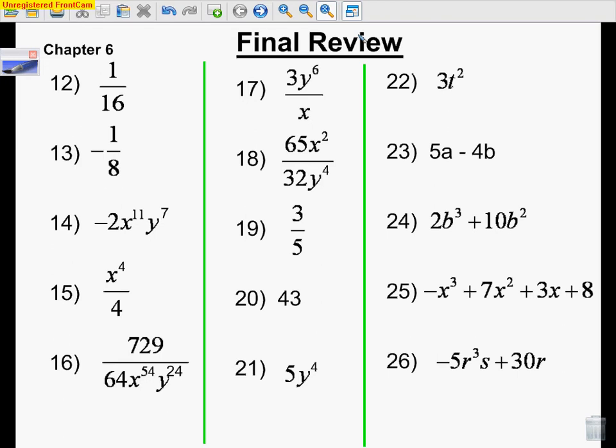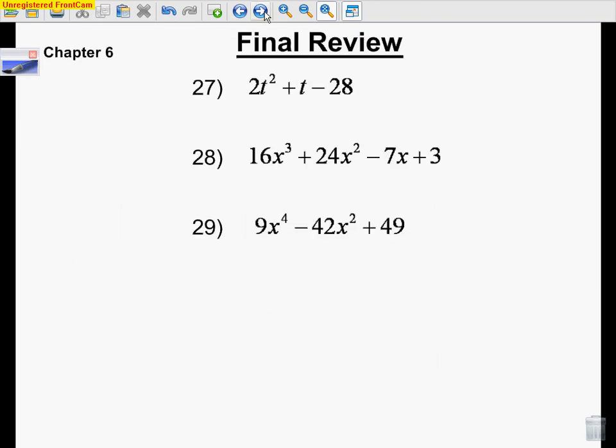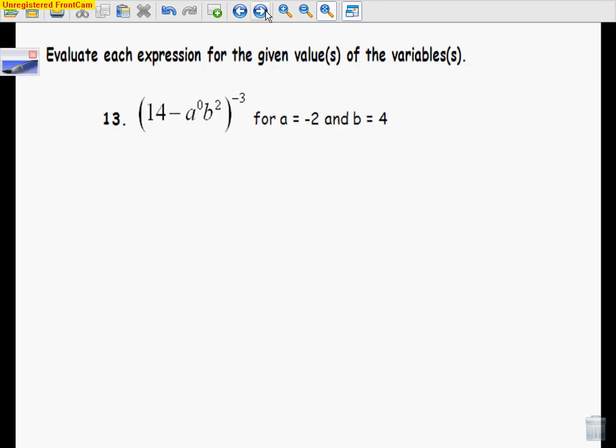Here's the answers to 12 through 26. You could pause it if you need to. And here's the answers for 27 through 29. Alright, let's go ahead and go through a couple choice problems here.